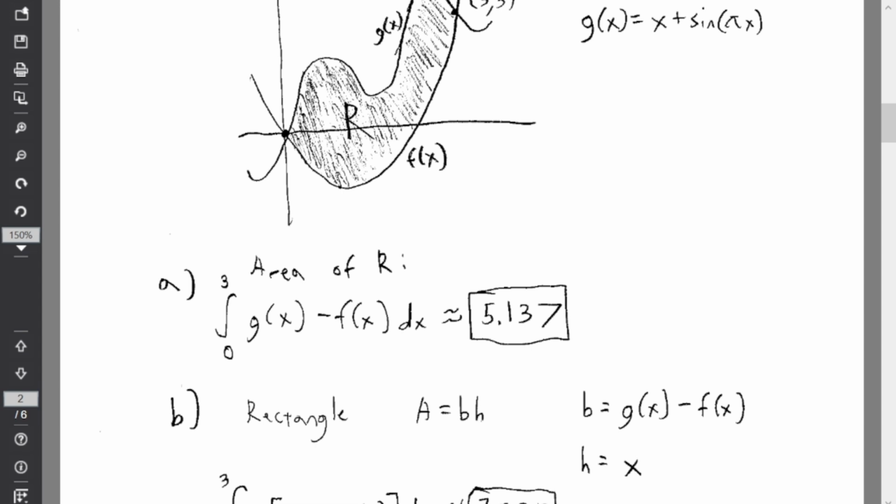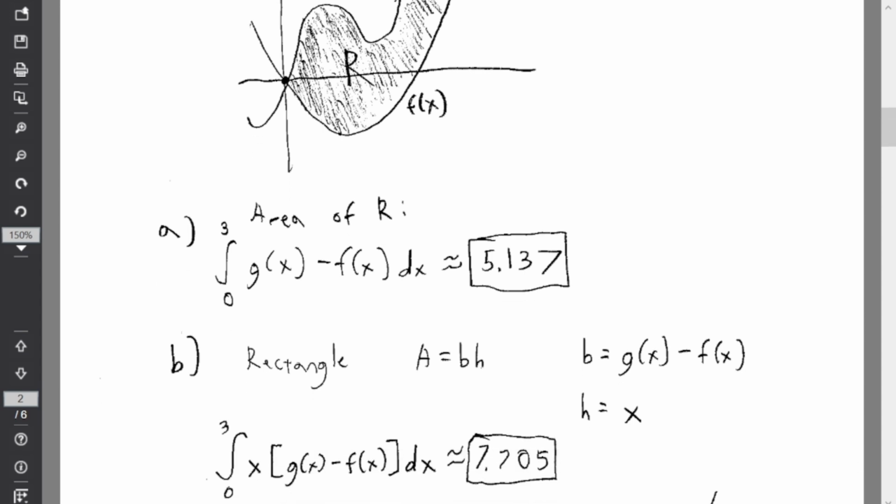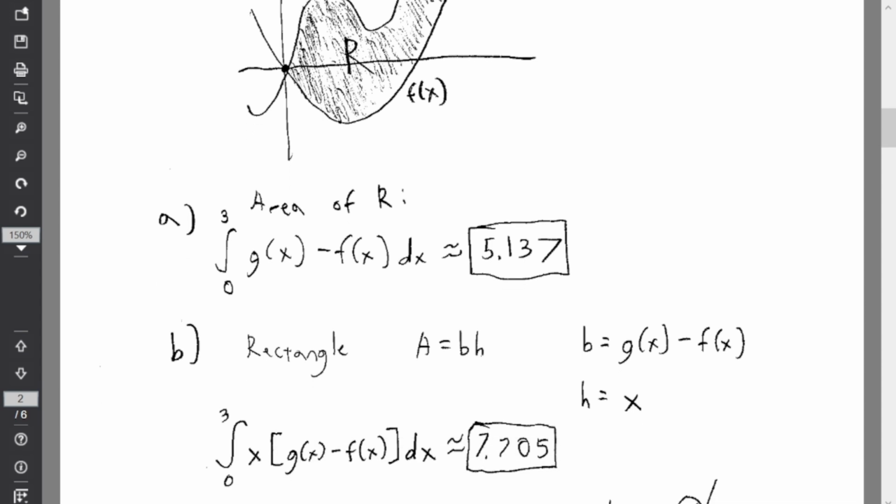So that means our integrand, our part inside of there, is the area function. So we have our base, g of x minus f of x, times our height is x dx. And we're still going from 0 to 3. And there we get 7.705 when we put that into the calculator.